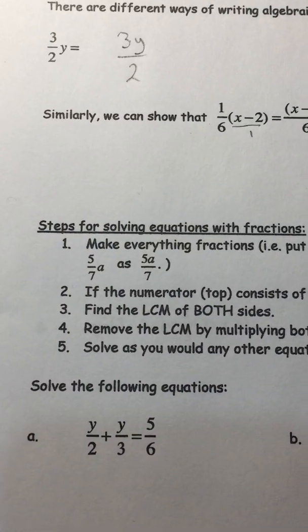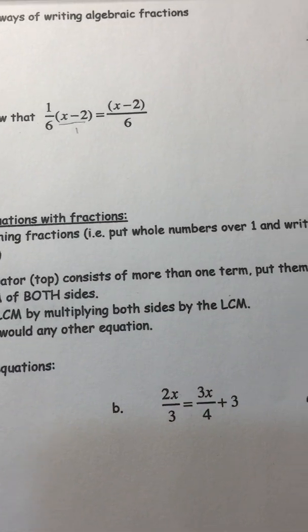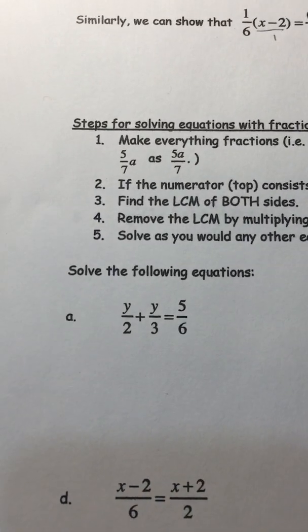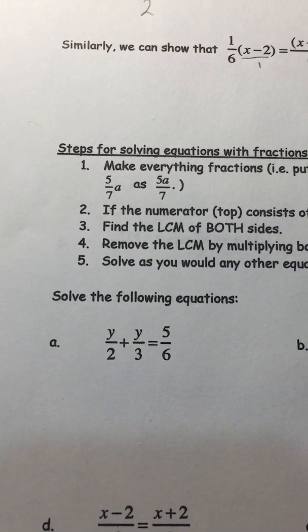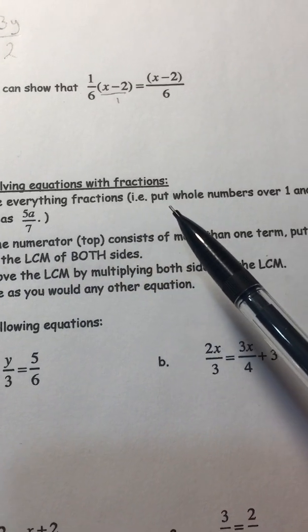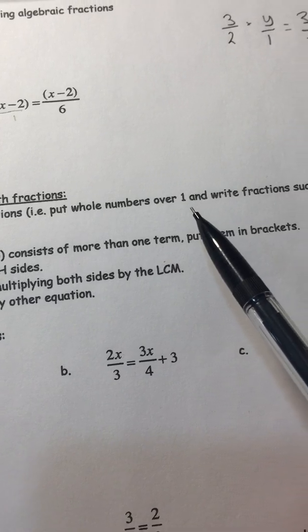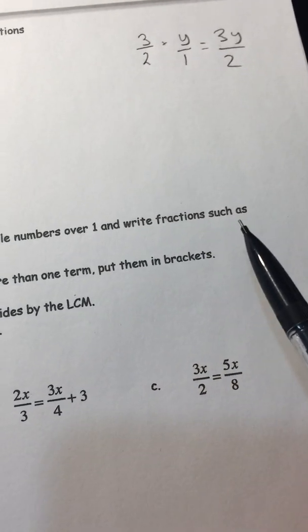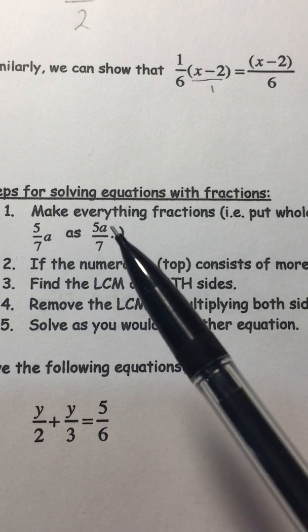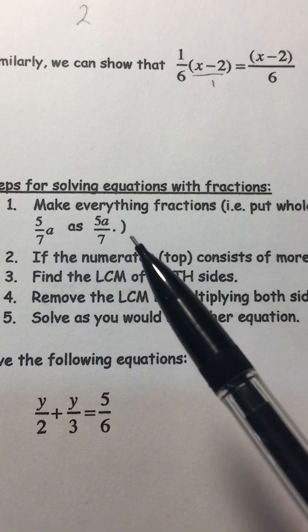So I've listed here the steps for solving equations with fractions, which I'll come back to. We'll just start in and then I'll refer back to them. One thing is what I already talked about is step 1, make everything fractions. In other words, put whole numbers over the number 1 and write fractions such as 5 over 7a as 5a over 7, which we just talked about.